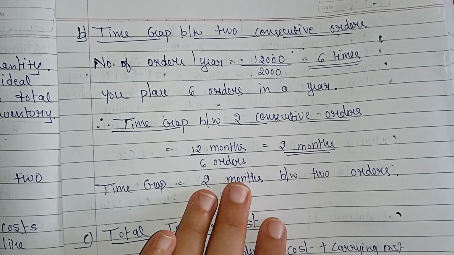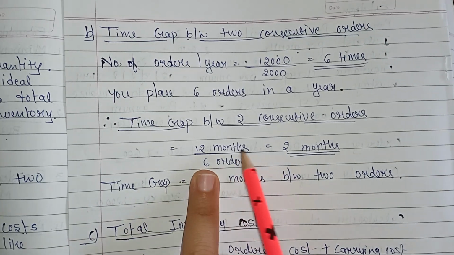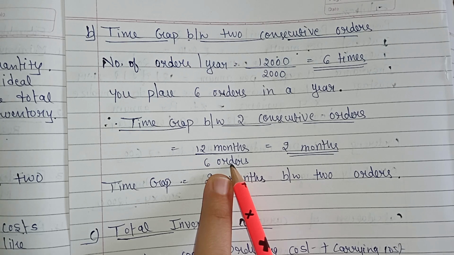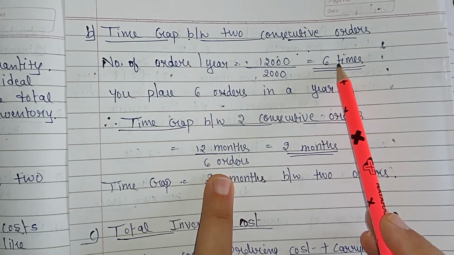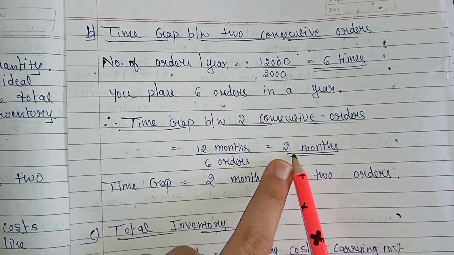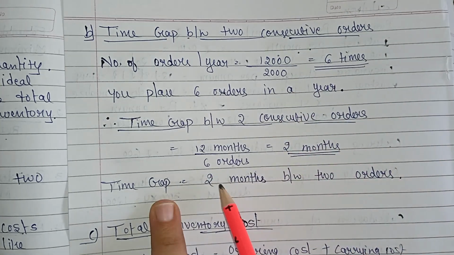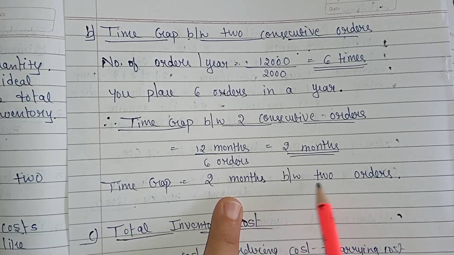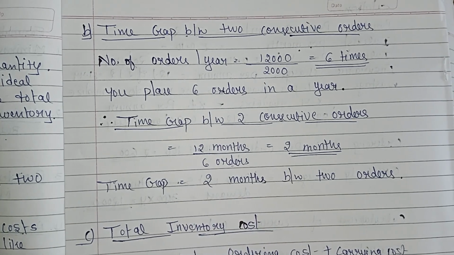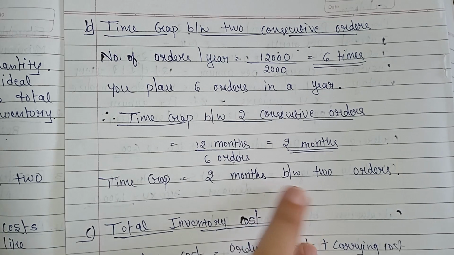So how do we calculate it? How many months in a year? 12 months, divided by how many orders? That is 6 orders. We have to order 6 times in a year. Clear? So that means 2 months. So the time gap is 2 months between two orders we need to place.